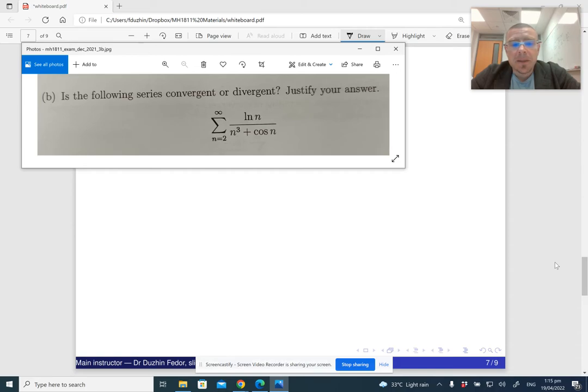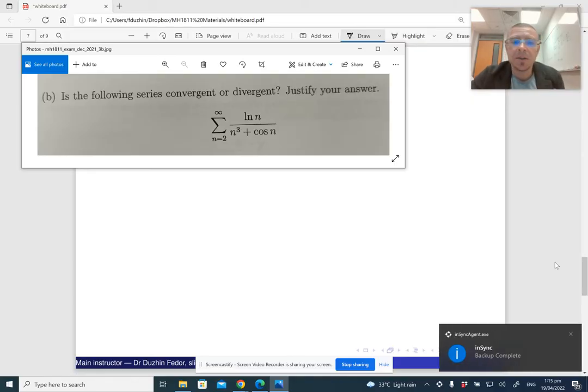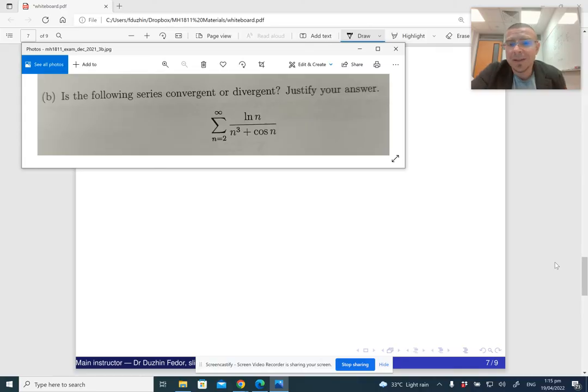At the same time, in the denominator, we have cosine n, which you can think of as just a constant because it's bounded between -1 and 1, right? And we have the really big term n cubed. So overall, it is something like a rational function where the numerator's degree is smaller than any positive number, and the denominator has degree 3.